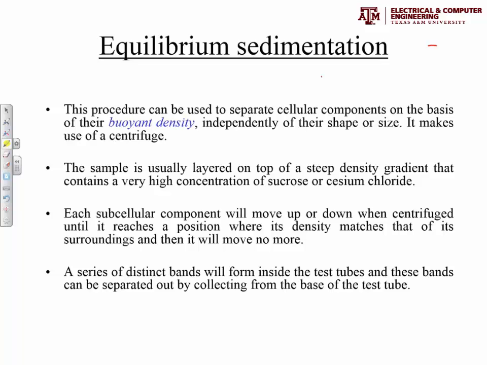Now you centrifuge this test tube, right? So things will keep on moving until they reach a place where the density of that molecule is the same as the density of the surrounding medium. Then it doesn't move anymore. So each subcellular component will move up or down when centrifuged until it reaches a position where its density matches that of its surrounding, and then it'll move no more. So a series of distinct bands will form inside the test tubes, and these bands can be separated out by collecting from the base of the test tube. So you have separated out the components.